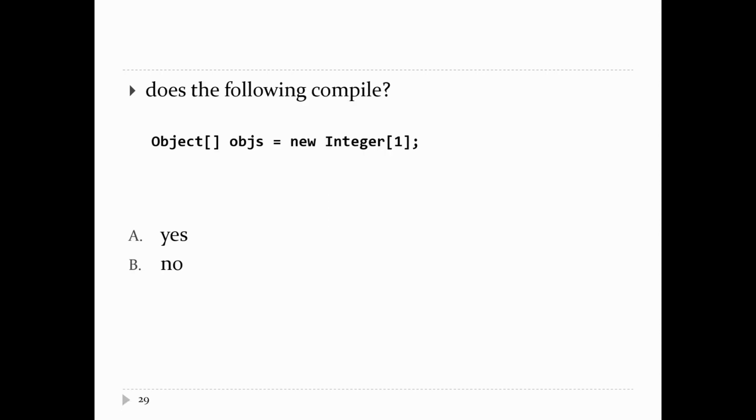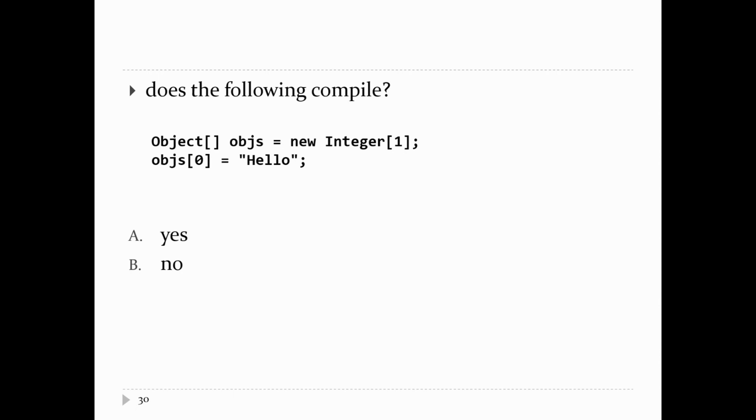That means the following compiles. If I make an array of integer, can I store it in a reference that's an array of object? The answer is yes. That is a subtype of that, or that's a superclass of that. So that compiles, which seems it might be useful.